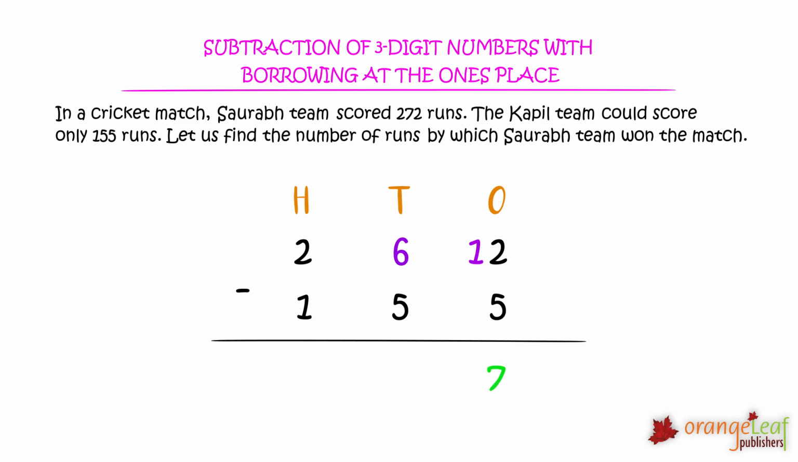Step 2. Subtract the tens. That is 6 minus 5 is equal to 1. Step 3. Subtract the hundreds. That is 2 minus 1 is equal to 1. Therefore, Saurabh's team won the match by 117 runs.